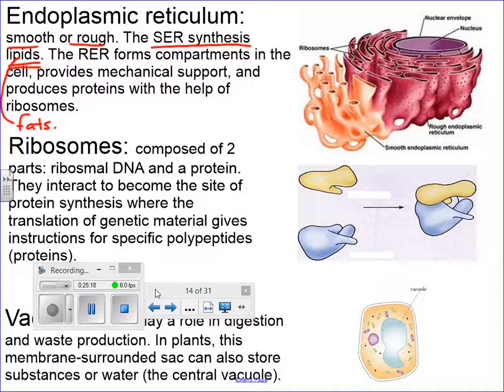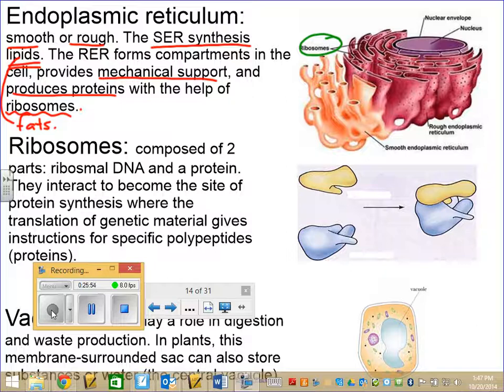The rough endoplasmic reticulum does a bunch of things. It forms compartments, provides mechanical support, and it produces proteins with the help of those little ribosomes. So anytime I'd like for you to identify which part of the endoplasmic reticulum you're looking at, look for the ribosomes. Ribosomes will always indicate which part is the rough endoplasmic reticulum and which part is the smooth endoplasmic reticulum.